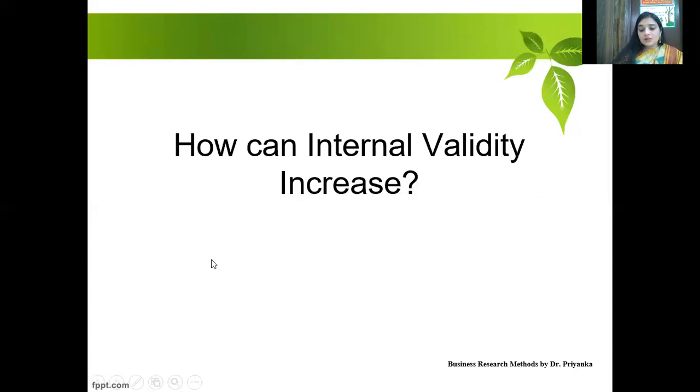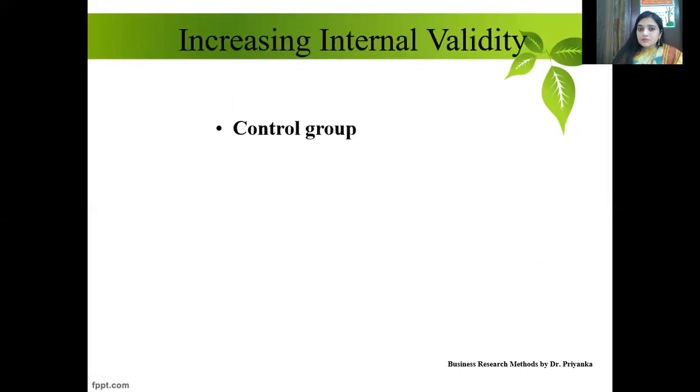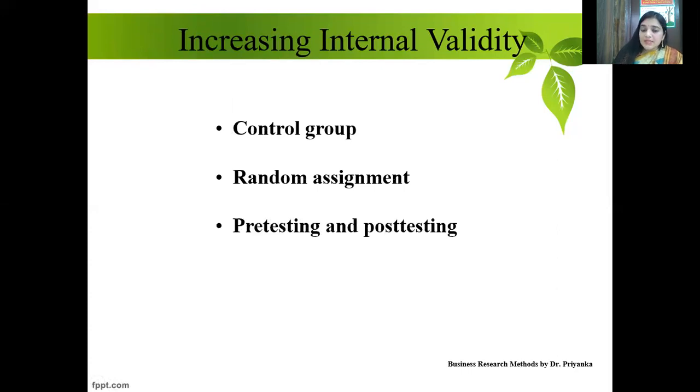Then how can internal validity be increased? By having control groups, random assignment, pre-testing and post-testing, and post-test only. Sometimes control groups can be assigned to the experiment. How can you assign a control group to the experiment?